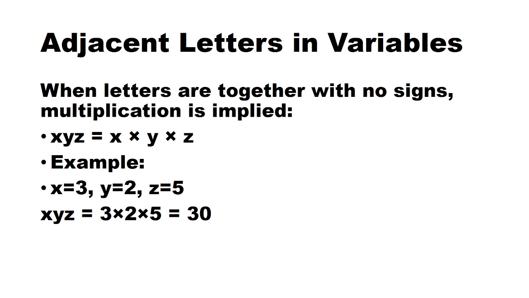Next rule is when we are dealing with adjacent letters in variables. Although this is more of a rule in algebra, when we have letters that are adjacent, we should observe that when these letters are written next to each other, the operation that these variables have should be multiplication. So I have here an example, x, y, z. When we write x, y, z and there's no space, meaning they're just adjacent to each other, that means that we multiply x by y and by z. So that means x times y times z.